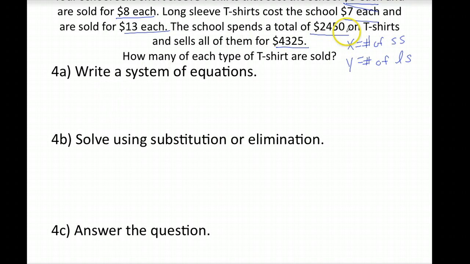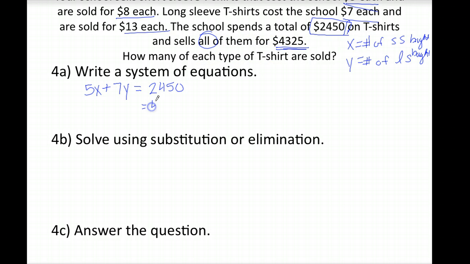So first I'm going to represent the cost to the school to buy the shirts. However many short sleeve shirts they buy, 5 times x will be the total amount they spend on short sleeve. The amount they spend on long sleeve t-shirts will be 7 times y, the number of long sleeve shirts bought. So that equals 2,450.